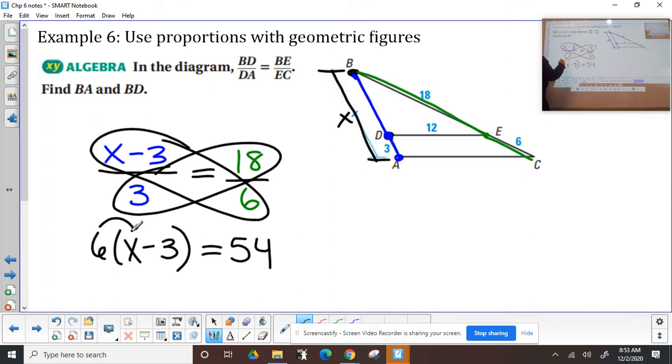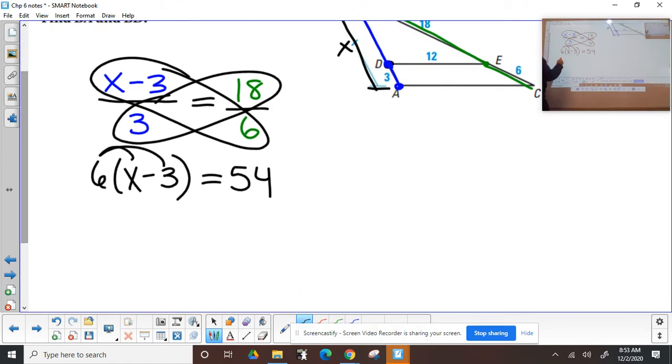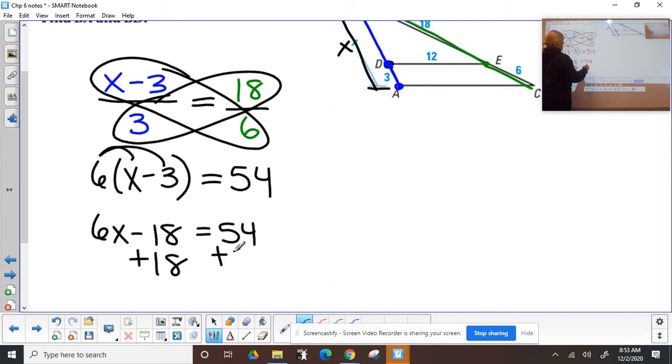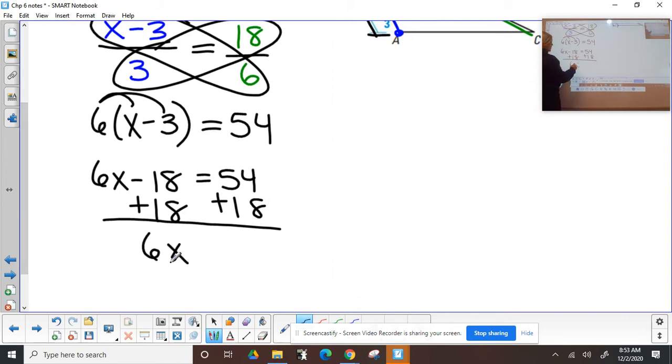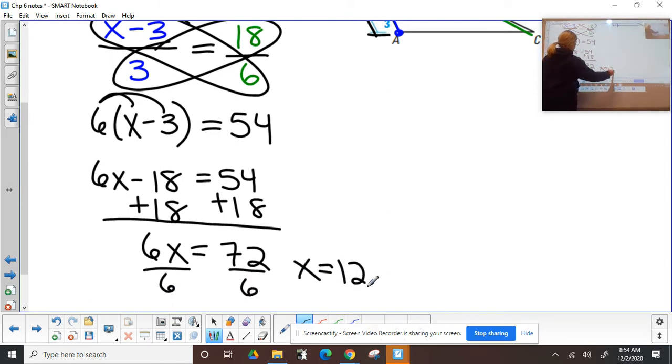I'm going to distribute the 6 into the problem to get 6x minus 18. Minus 18 equals 54. I'm going to add 18 to 54 to get 6x equals 72. And then divide both sides by 6. x is equal to 12.